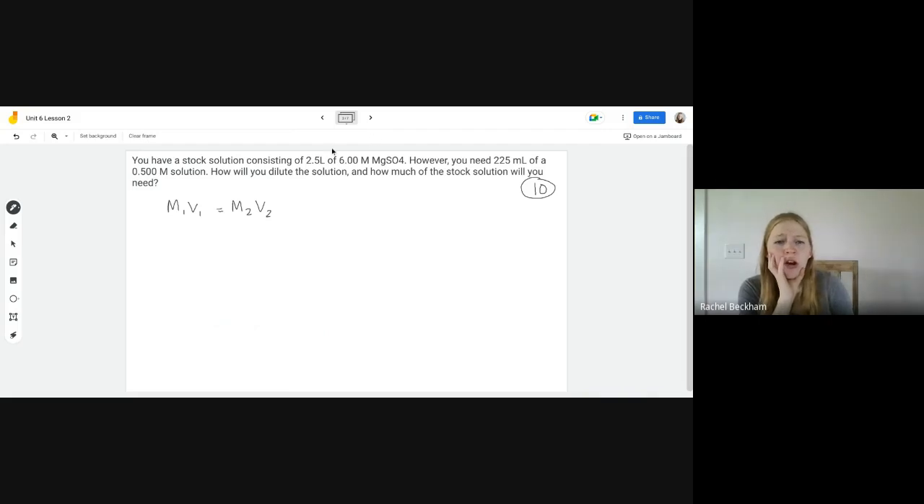You have a stock solution, okay, of 2.5 liters of 6 molar magnesium sulfate. However, you need 225 mils of a 0.500 molar solution. How will you dilute the solution, and how much of the stock solution will you need?